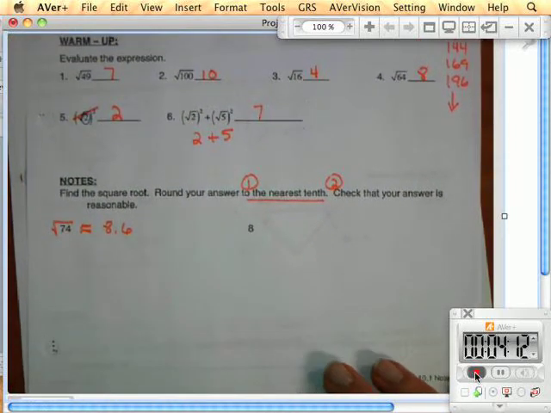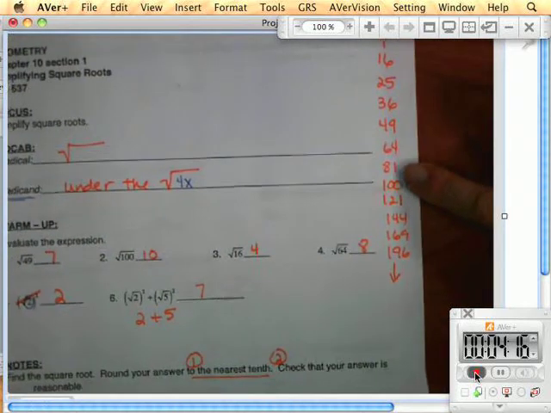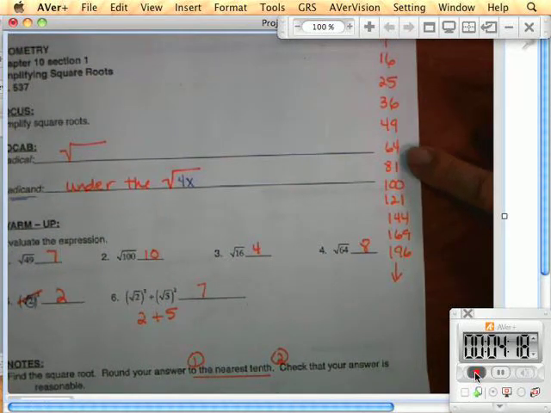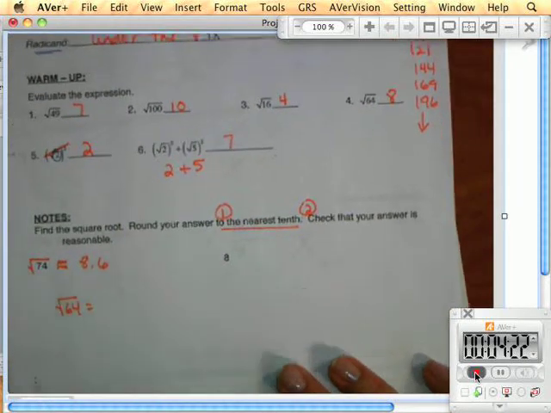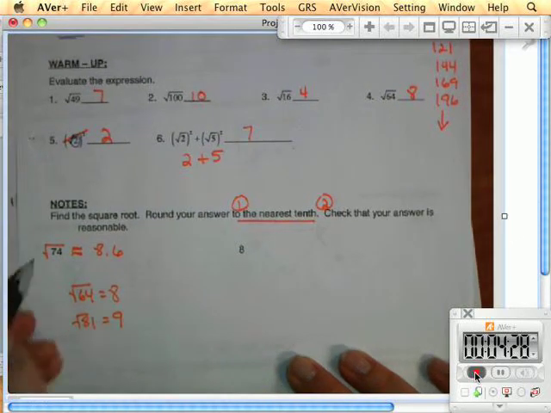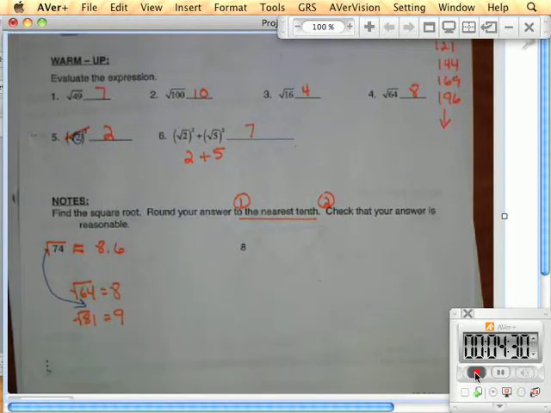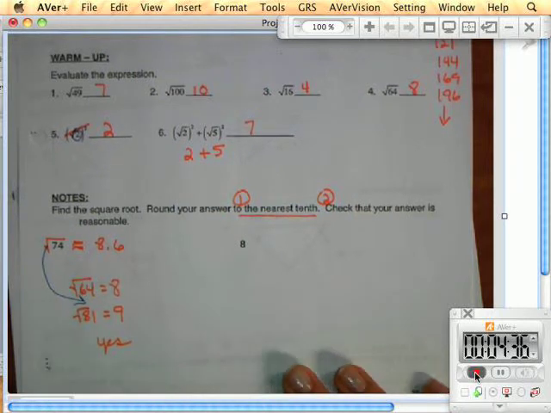So, I have a question. 74 is between what 2 numbers on this list? If I take the square root of 64, what does that equal? What does the square root of 81 equal? 9. And this falls right in between there, so that's reasonable, isn't it? So yes, it is a reasonable answer. It should be between 8 and 9. Make sense?